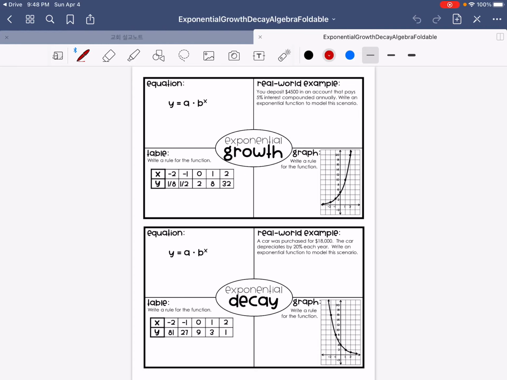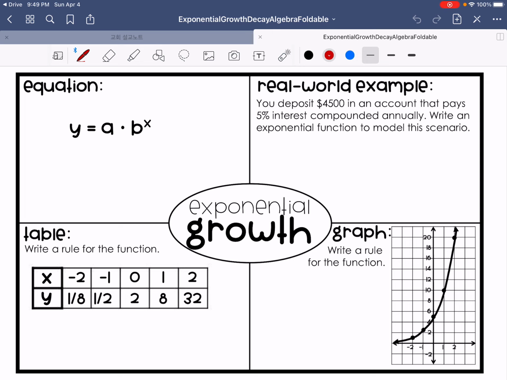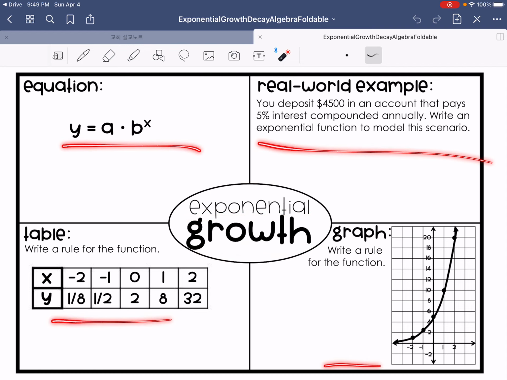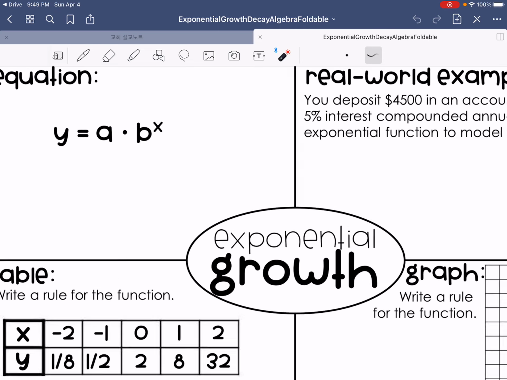So this time we are going to learn about exponential function. And this is the basic concept of exponential function. So in your note, make sure to write down exponential growth, and then write these 4 sections, okay? In exponential function, we can usually represent this in equation, table, real world example, and graph. And these concepts are fairly easy, so let's get started.